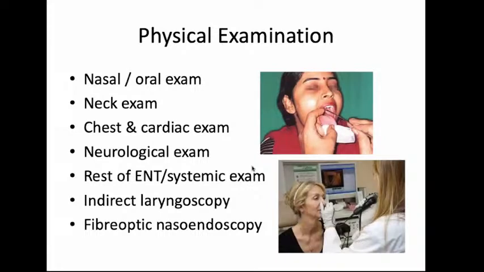Then you go on to physical examination. You want to examine the nose, the oral cavity, the neck, the chest, and not just for the respiratory sounds, but for the heart sounds as well, because we know that cardiac problems can also cause difficulties in breathing. You want to do a neurological examination because it could be related to neurological issues of the vocal cords. And then you do the rest of the ENT and systemic exam.